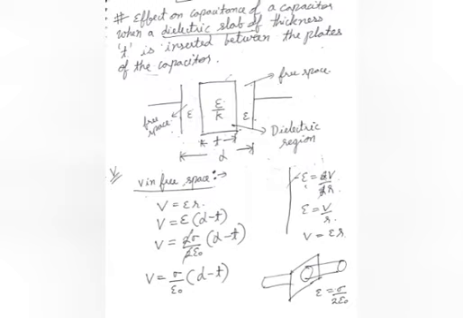So the expression is E is equal to minus dV by dr, but we are ignoring the minus sign and we are taking E is equal to V by r. So V is equal to E into r, and r means the distance. So for free space, from the diagram it is very clear that the distance is d minus t. So instead of r I have written d minus t.